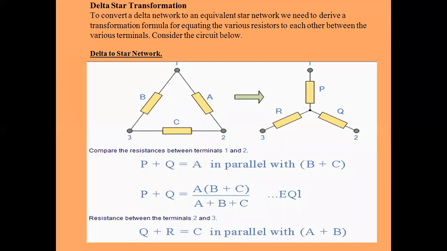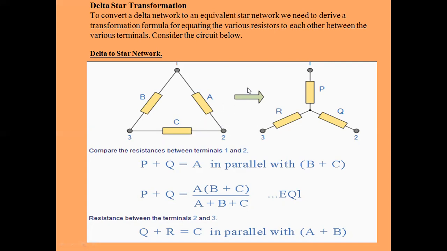So here the delta to star transformation network is shown. Now we will find out how to transform a given delta network into an equivalent star network. Okay, so for delta star transformation, to convert a delta network into an equivalent star network, we need to derive a transformation formula by equating the various resistors to each other between the various terminals.